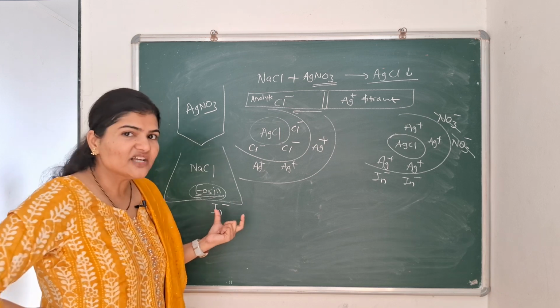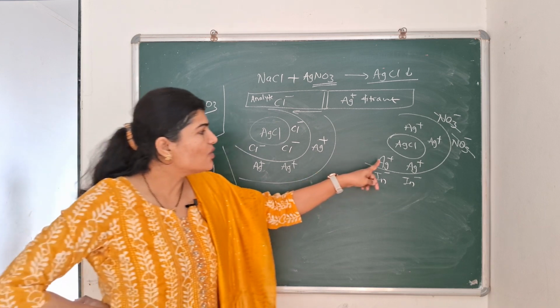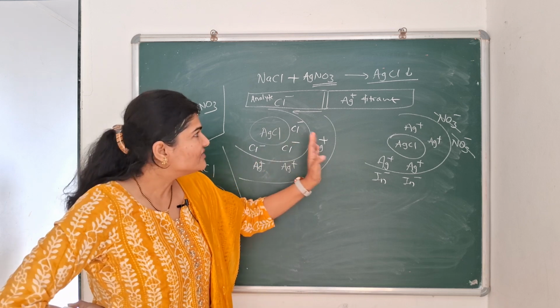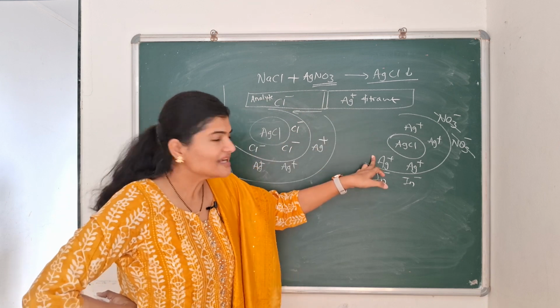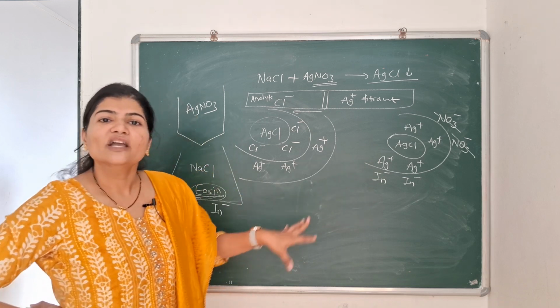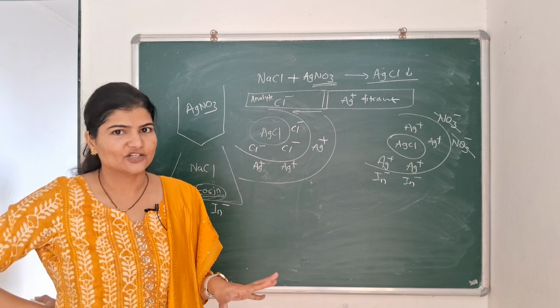The indicator which we are going to add should be oppositely charged to the one which will be adsorbed after the equivalence point. So after the equivalence point, the titrate is going to be in excess. So Ag+ will comprise the primary adsorption layer. So the indicator has to be negatively charged. So we are going to use that kind of indicator for this type of titration.